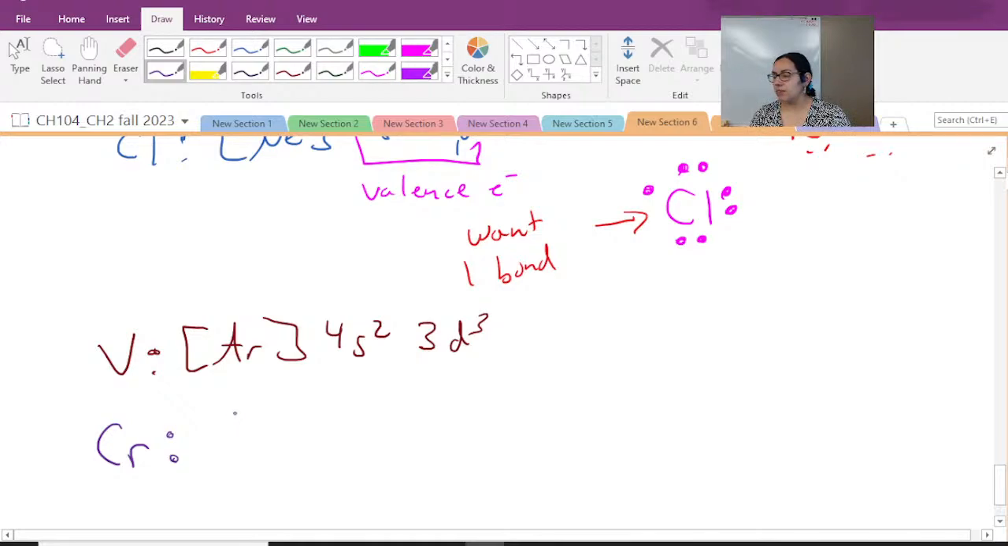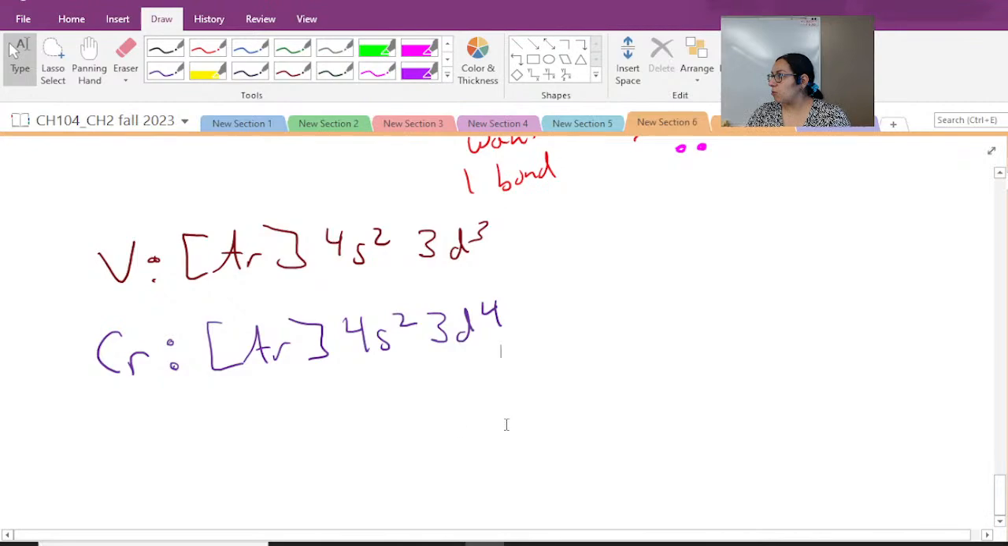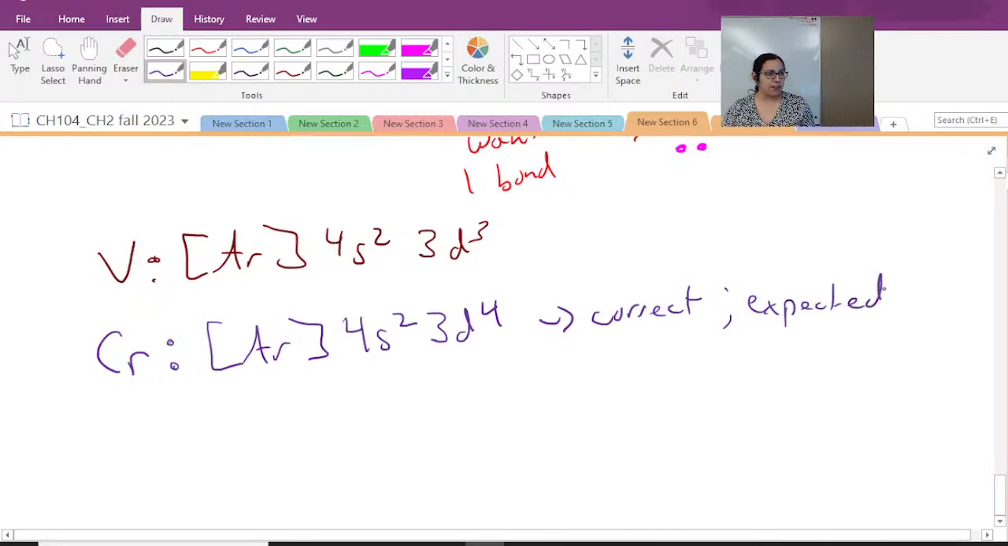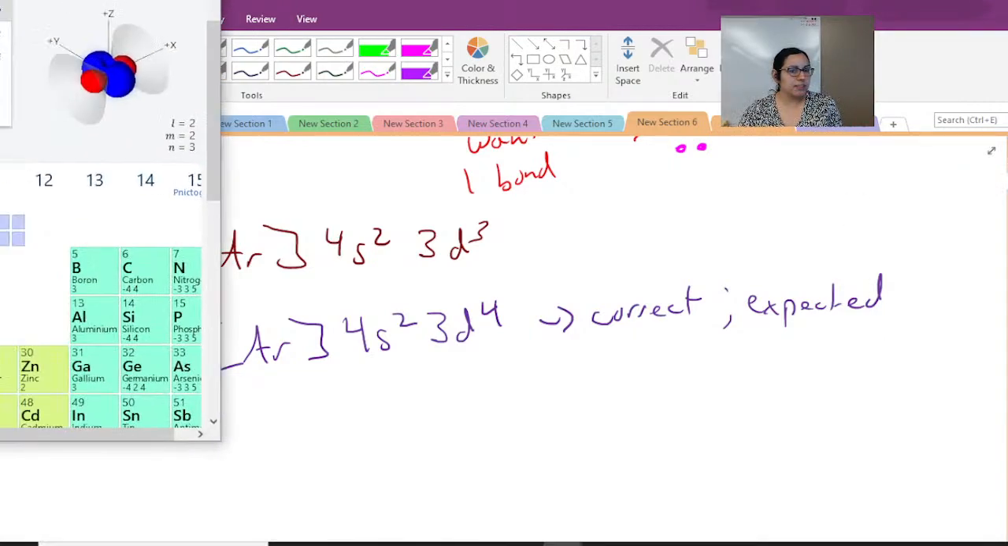What do we think? So start with the brackets and argon again, and then 4s2 and 3d4. So this is correct, right, by what we would expect. And I'm going to put correct answer and kind of what is expected. But now I'm going to introduce a little caveat. So again, this would be totally correct if you gave it to me on an exam.